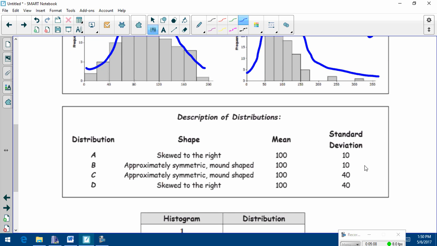So now we've got to look at the mean and standard deviation. They're saying all the means, all the averages, are 100, so that's not really going to help us. But if you look at the standard deviations, we've got standard deviations of 10 with these top two and 40 with these second two. What standard deviation tells us, remember, is how spread out the data is. So these 40s, the standard deviation is larger. That means these data values should be more spread out.